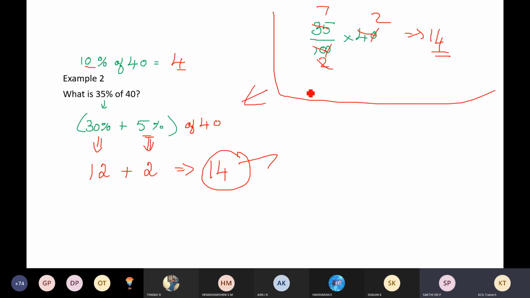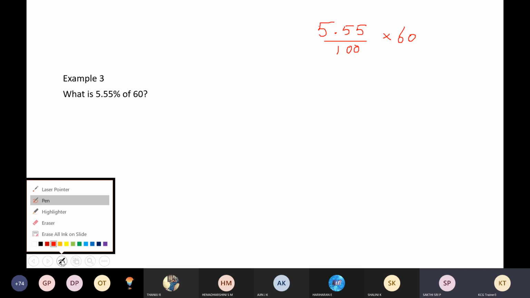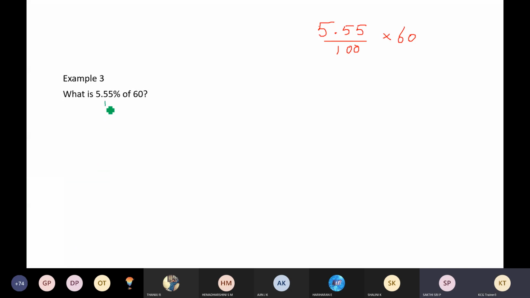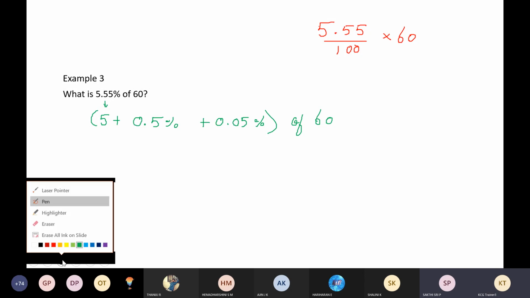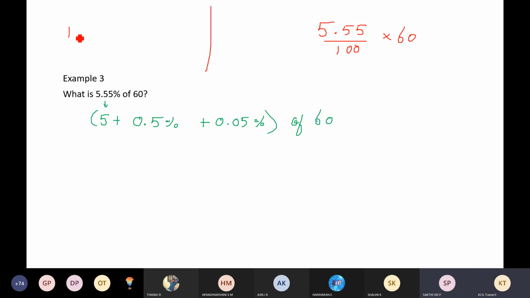Sometimes, yes. But listen carefully. What about this question? 5.55 percentage of 60. Okay, listen. The actual way of solving it is 5.55 divided by 100 into 60. Definitely this looks complicated, right? But if you solve it by breaking it, this becomes 5 percentage plus 0.5 percentage plus 0.05 percentage of 60. And to solve this, first find out 10 percentage of 60.